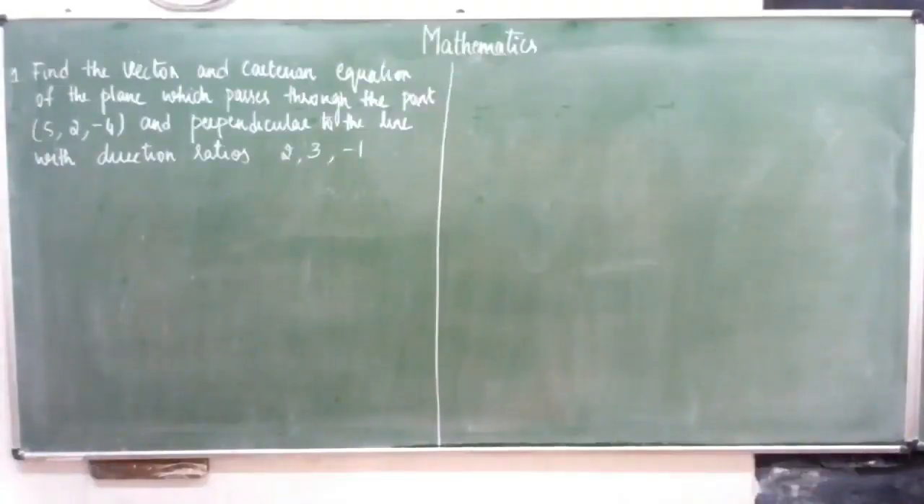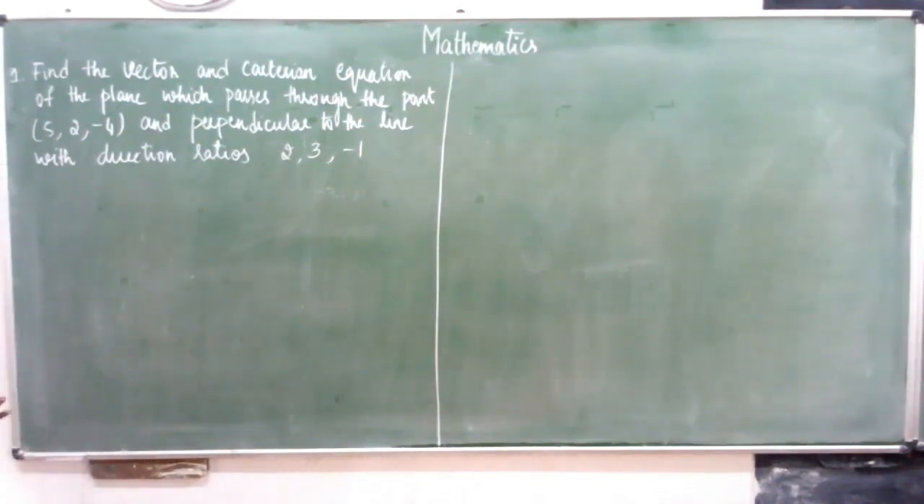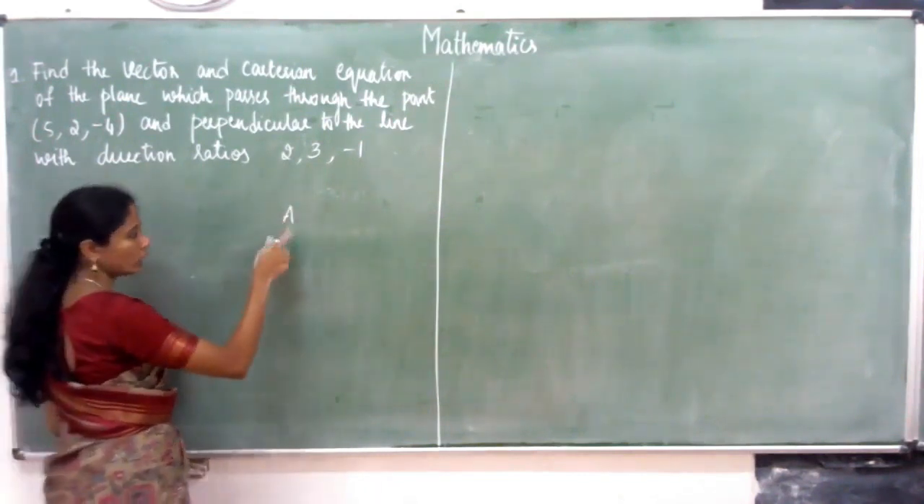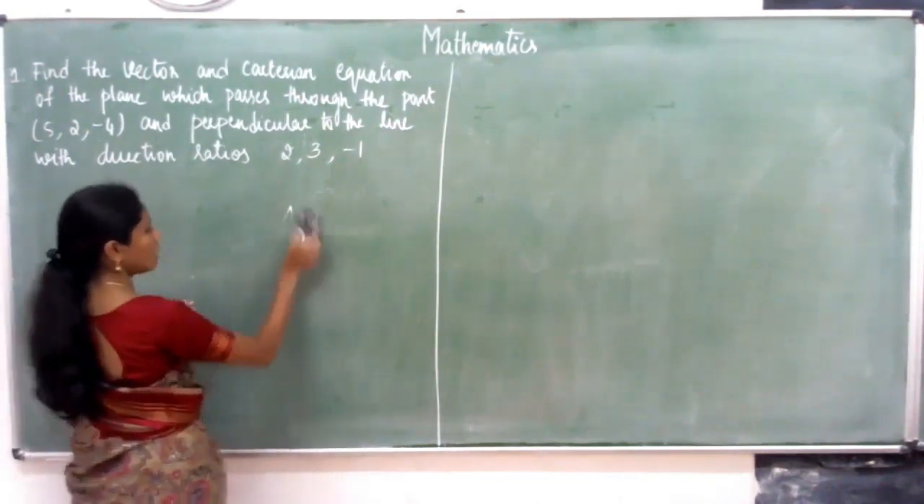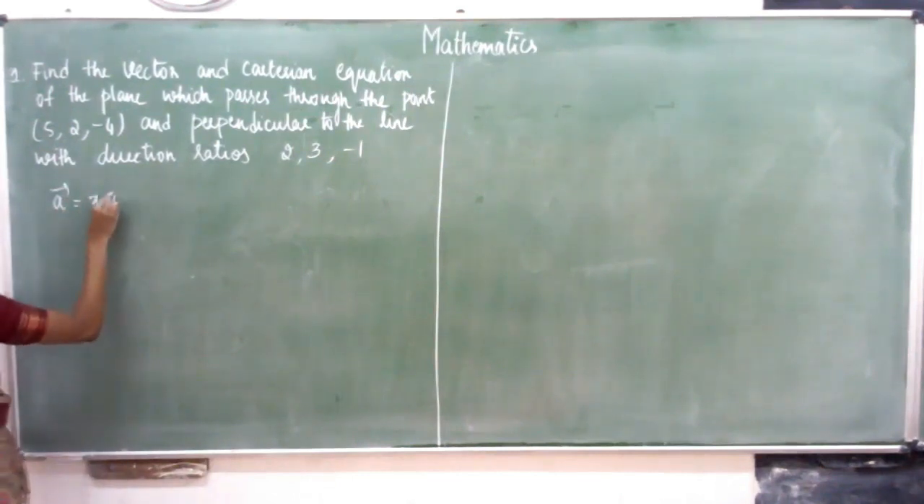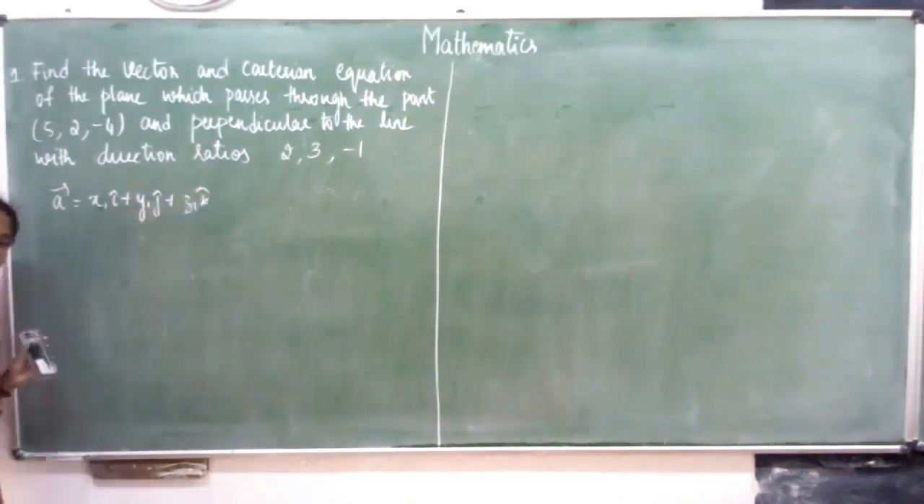Next, let us solve problems on the equation of a plane perpendicular to a given vector and passing through a point. Here they have asked us to find both the vector form and the Cartesian form of the plane which passes through the point. So we have taken a point A. For this point, the position vector we have taken as vector A, whose general form is x1 i cap plus y1 j cap plus z1 k cap. This is what we have written.